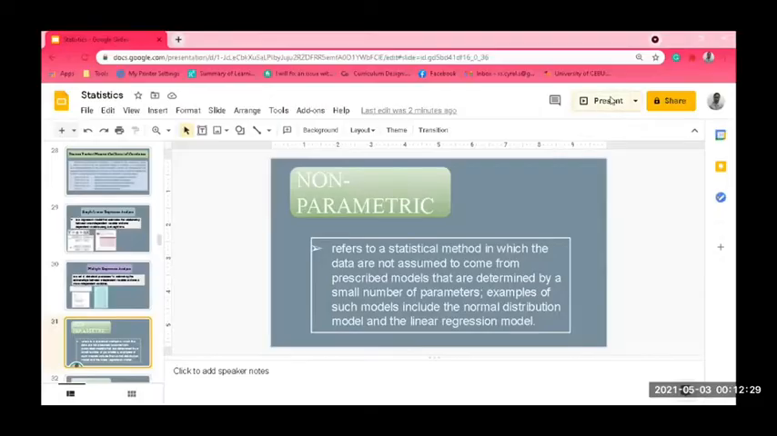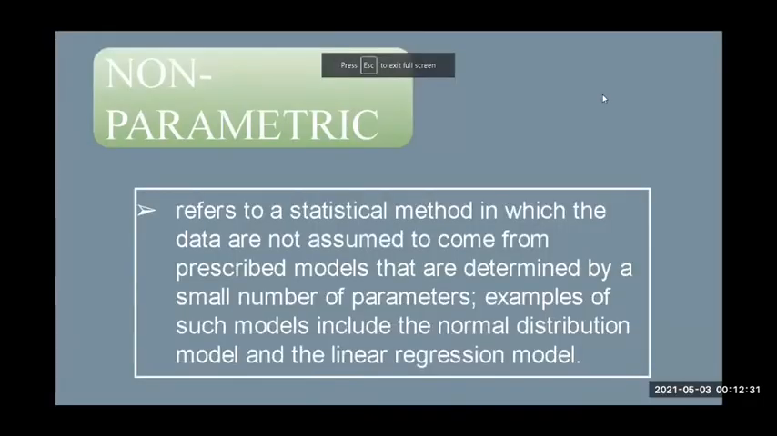So I will show you my screen. So what is non-parametric? It refers to a statistical method in which the data are not assumed to come from prescribed models that are determined by a small number of parameters. Examples of such models include the normal distribution model and the linear regression model.